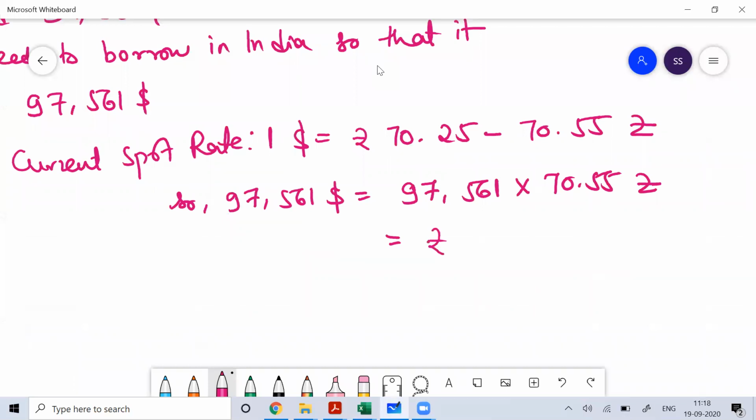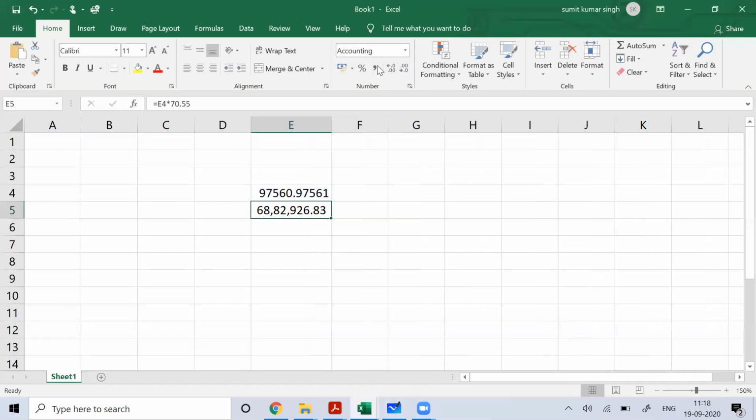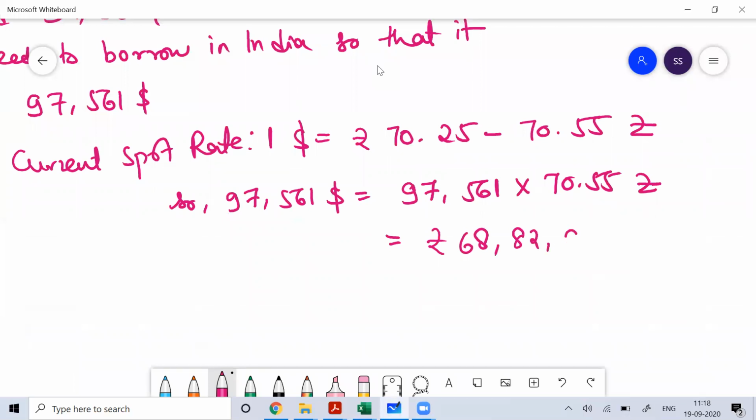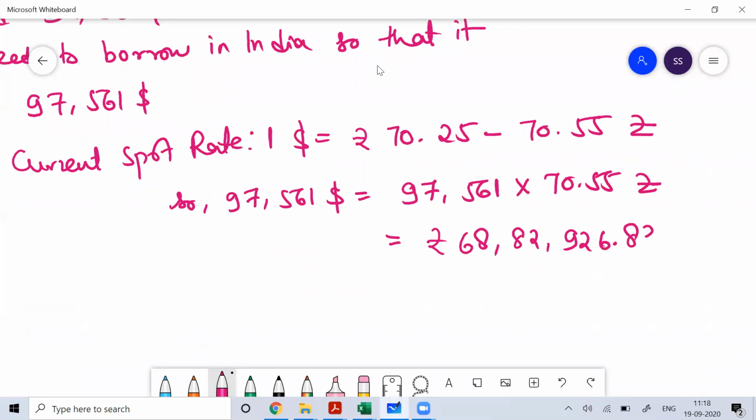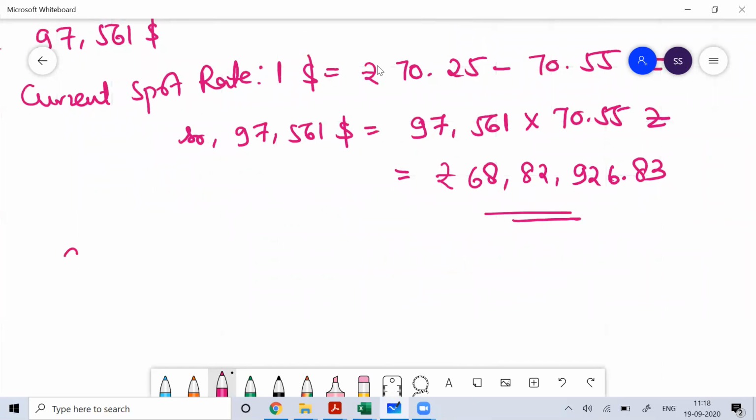68,82,926.83. So this much rupees they need to borrow. So if they borrow this much rupees, you know that the rate of interest in India is 14%. That is given, so I'm assuming that is the rate of interest in India. So what is the amount they need to pay back to the Indian bank?